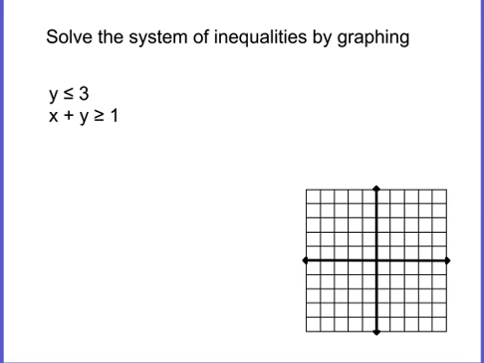Solve the system of inequalities by graphing. So y is less than or equal to 3. What kind of line is that? It's no slope, or it's 0 slope. So it's what type of line? Not vertical, it's horizontal. It's a horizontal line, okay? All right, where y is what? 3. So you just count to the y-intercept, which is 3, and it's a horizontal line.